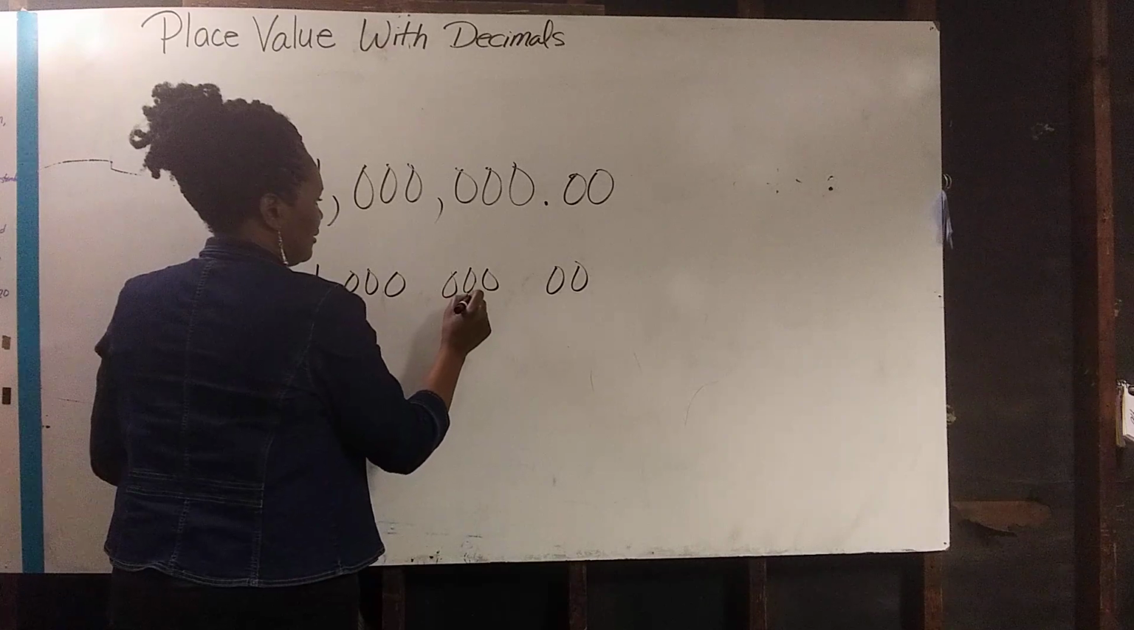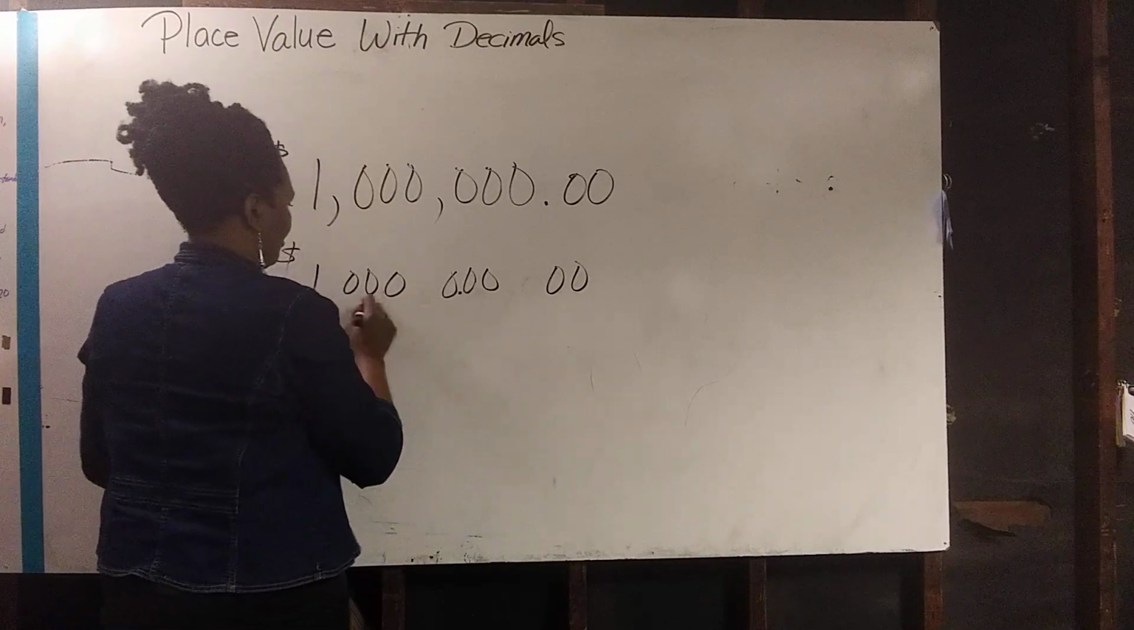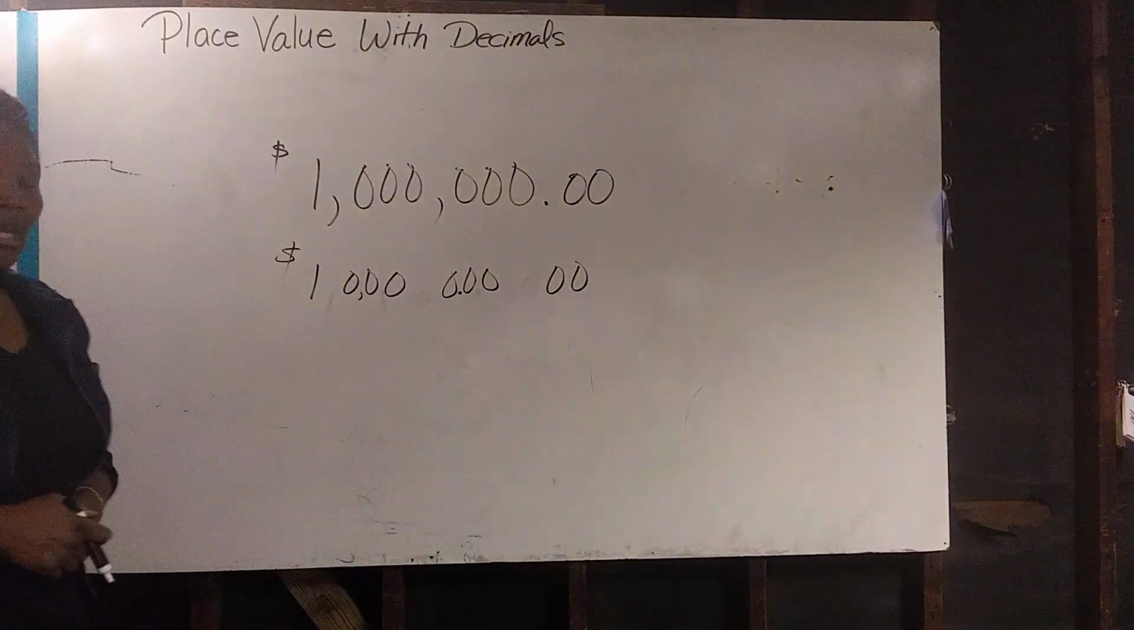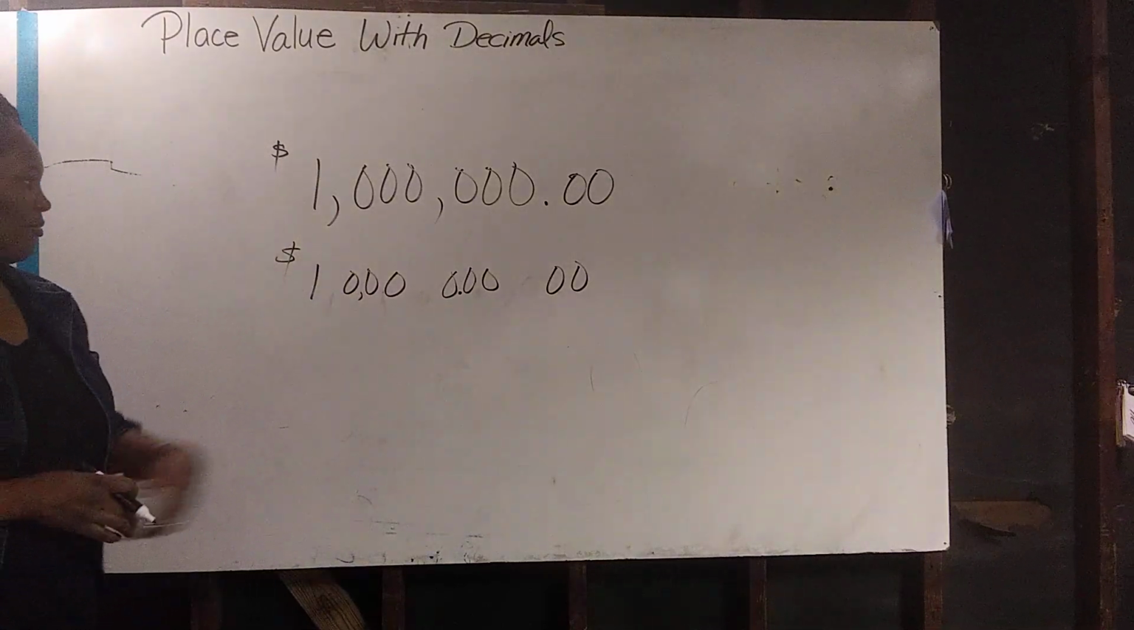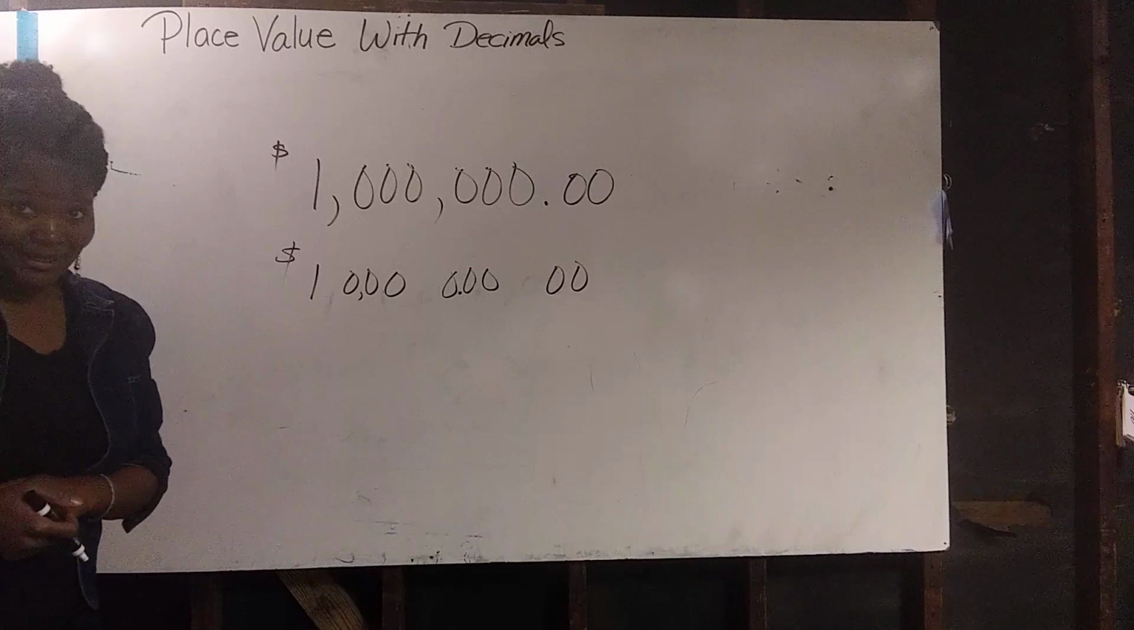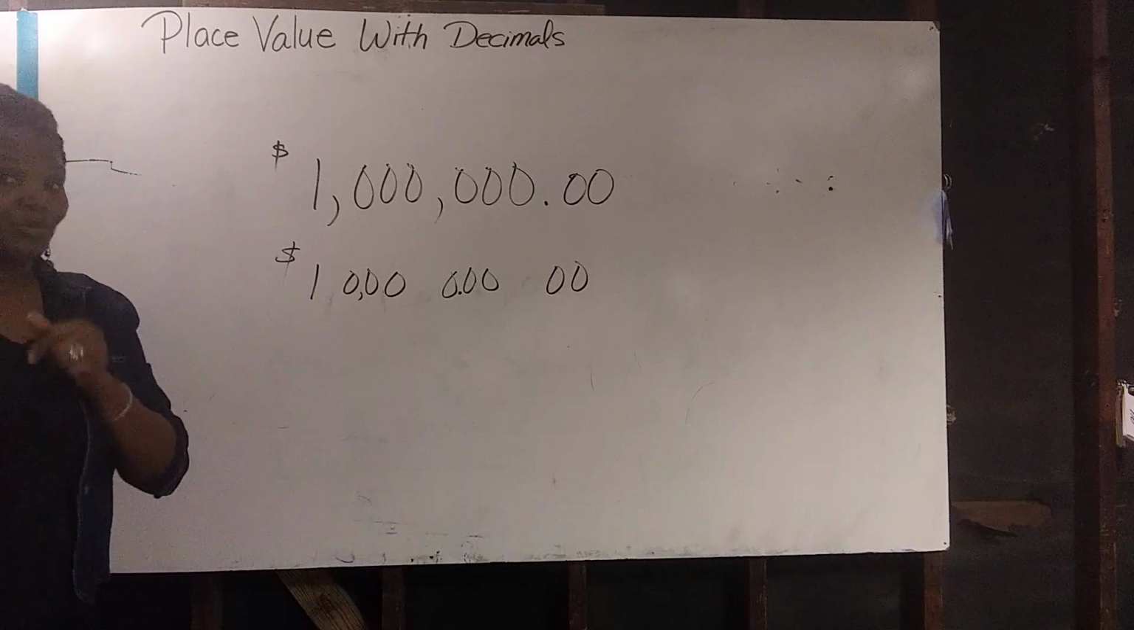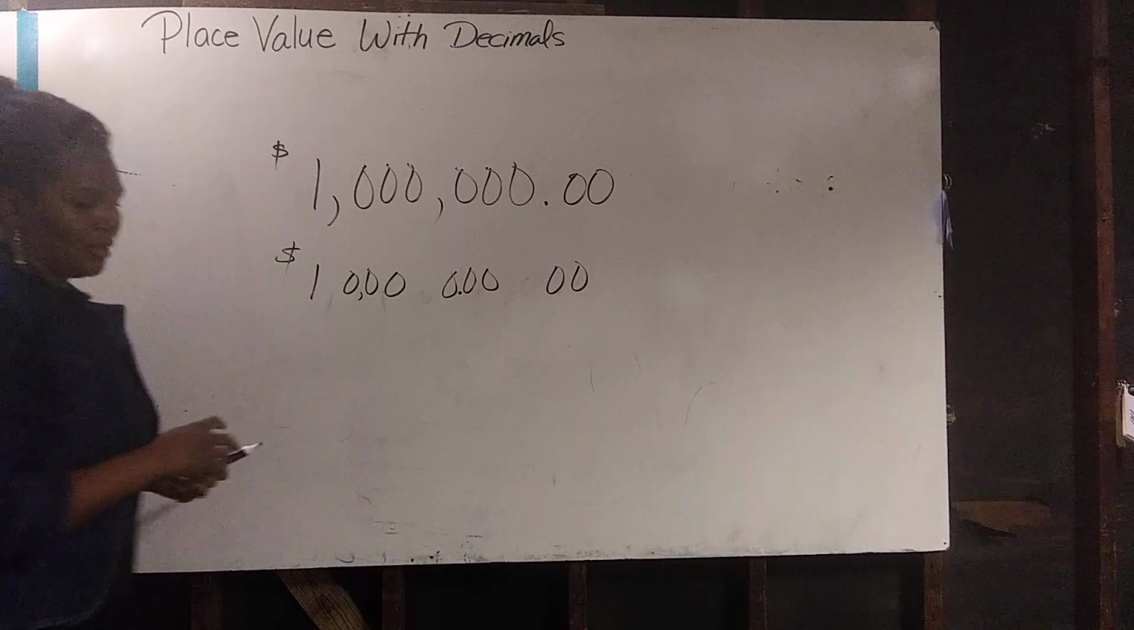I could do that. It almost looks the same, but that's only $10,000. Okay? So that's why you need to know place value. Okay?